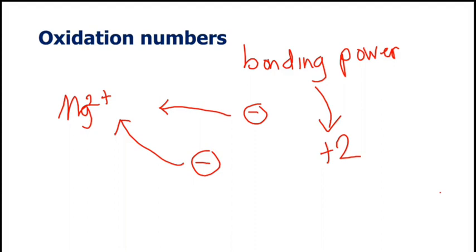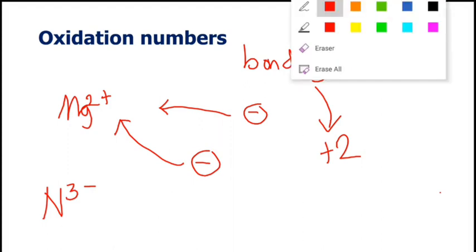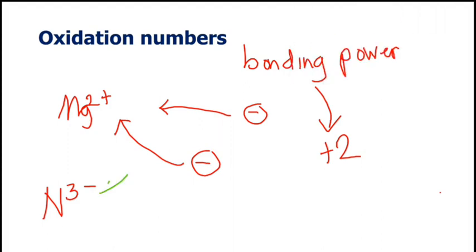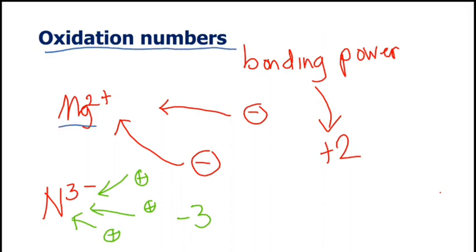In the same way, if I had a negative charge, a nitride ion, this ion could potentially pull 3 positive charges towards itself. So its bonding power is 3, but because it's a negative, we say it's -3. So in discussing this idea of bonding power, we've actually given the oxidation number of these two ions.